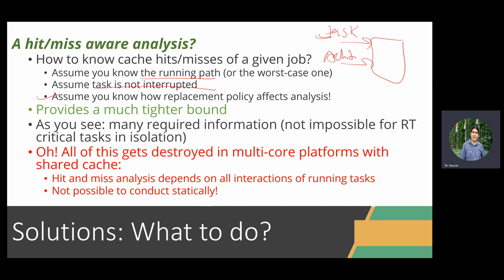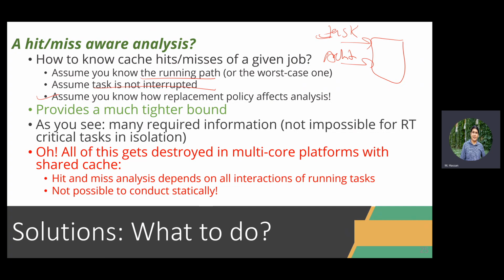If I'm able to bound, knowing that out of the 100 accesses I have, 10 of them are misses and 90 are hits, I end up with a much tighter bound. The problem is, I need a lot of information. As I told you before, that's very complex to come up with, right? And the problem is if I also have multi-core, that's almost impossible.